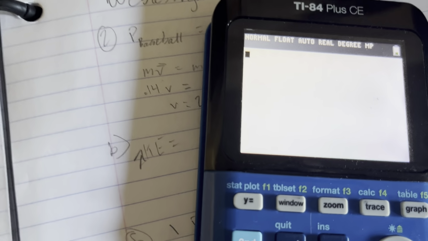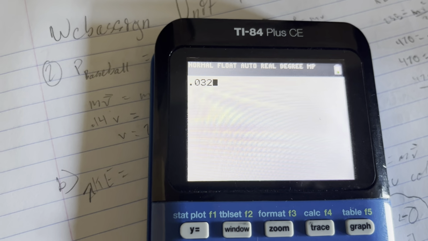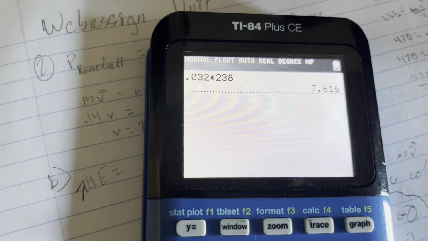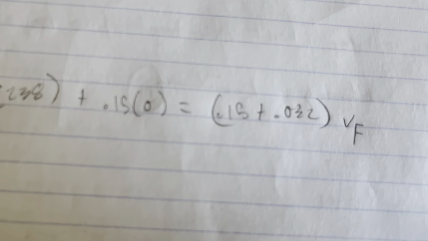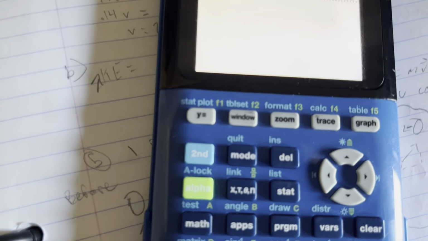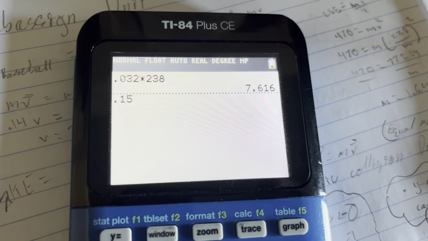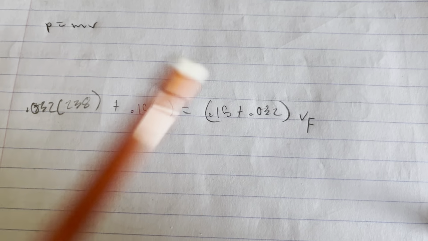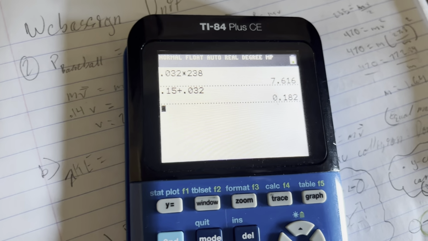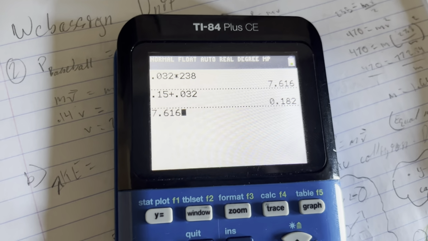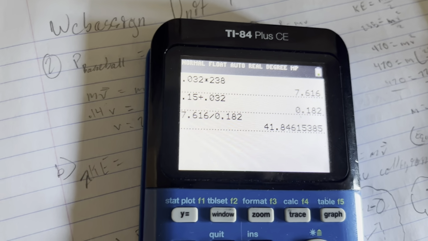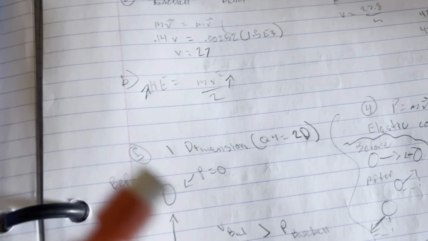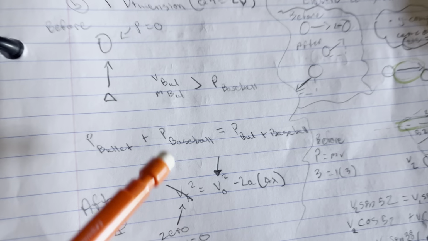So 0.032 times 238, and then that's just going to be 0, so you don't have to add anything. And then the other side, 0.15 plus 0.032, and then you're going to want to divide by that. So take this, divide by that, and so that's the velocity of around 41.8 meters per second.